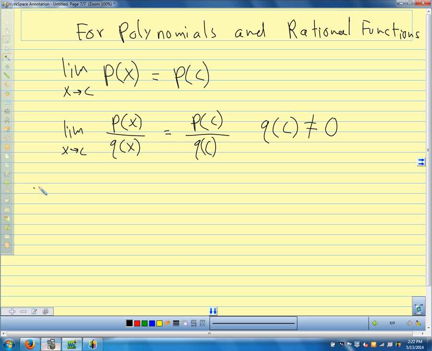So let's look at a couple of examples. The limit as x approaches 1 of 2x squared plus 6x plus 5. This is a polynomial, so all I need to do is plug in x equals 1. That's 2 times 1 squared plus 6 times 1 plus 5. Calculating that, 2 plus 6 is 8, plus 5 is 13.